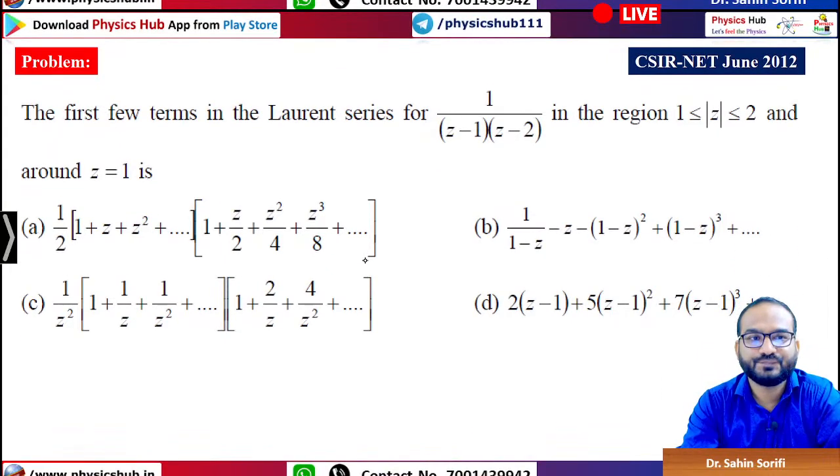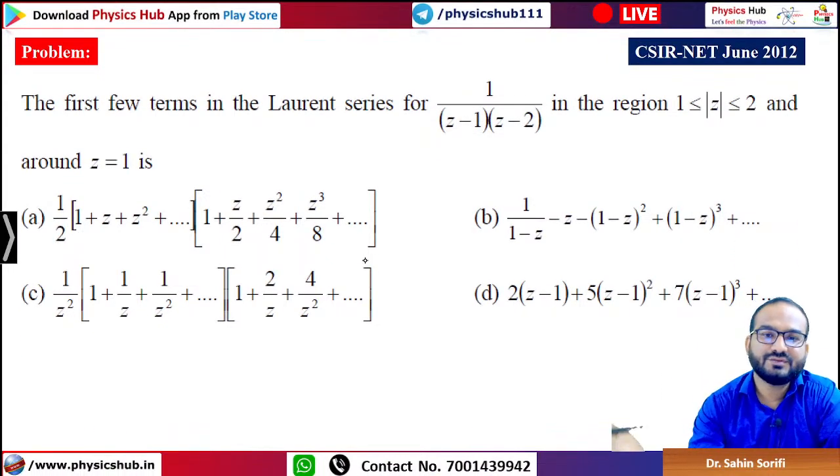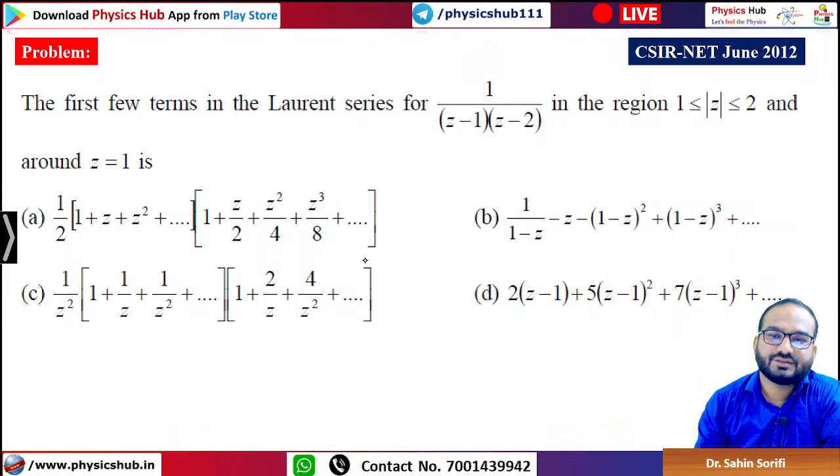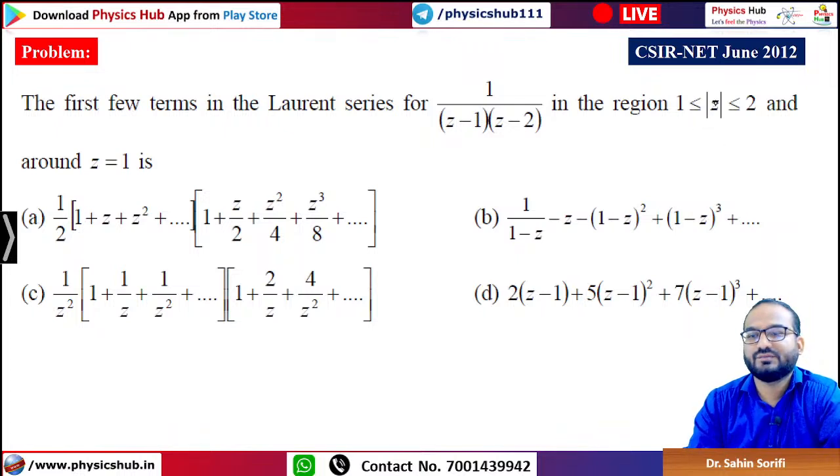Give it a try. The first few terms in the Laurent series in the region 1 < |z| < 2 around z = 1.